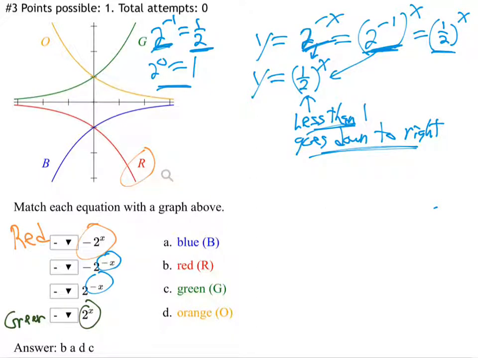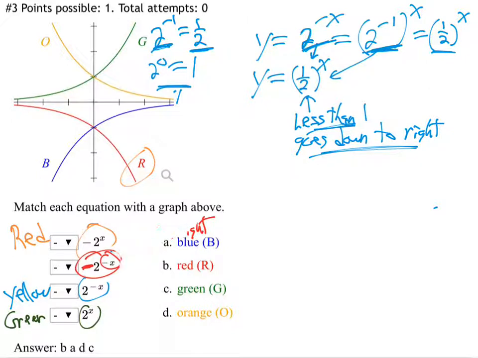So therefore, when you see a negative power, let's do this one first. 2 to the minus x is going to go down to the right. Which one goes down to the right? Well, this yellow one. Now how about this last one? This one has the negative power, so it's going to go down to the right. That's true. But then what about the negative in front? What does that mean?